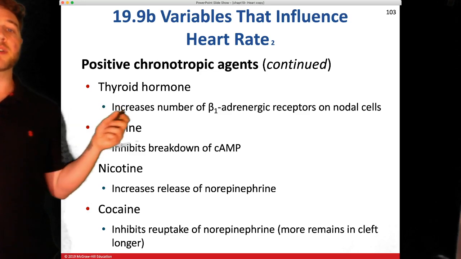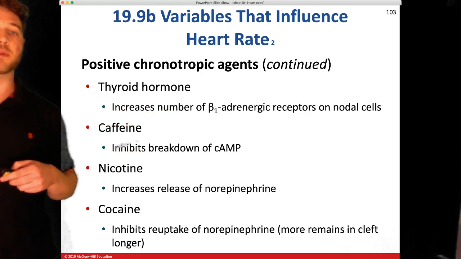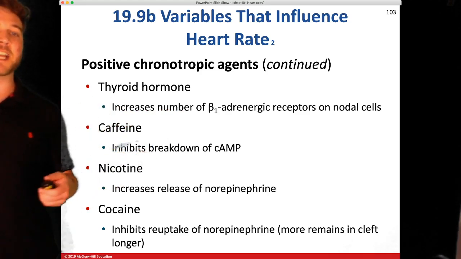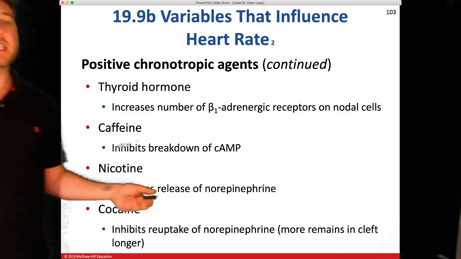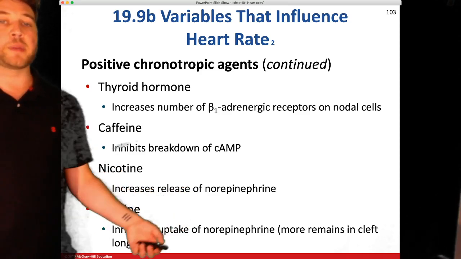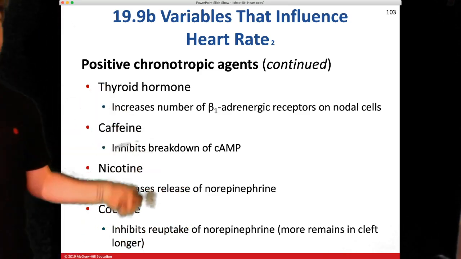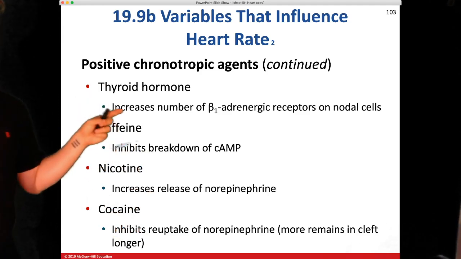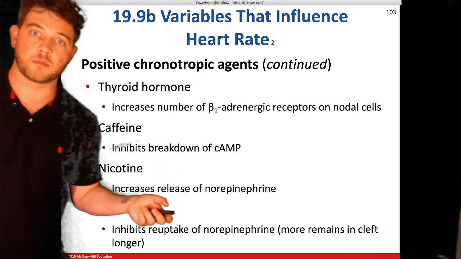Thyroid hormone increases the number of beta-1 adrenergic receptors on the nodal cells, so that will increase the binding of norepi and epi. Caffeine inhibits the breakdown of cyclic AMP, which will allow for more kinase activity. Nicotine increases the release of norepinephrine, and cocaine inhibits the uptake of norepinephrine, meaning that more stays in the cleft longer to continue stimulating the heart cells. So all of these are going to increase your heart rate. If you can't remember the rest of them, just group them all together, and you should be able to remember that caffeine, nicotine, and cocaine are all going to jack you up.